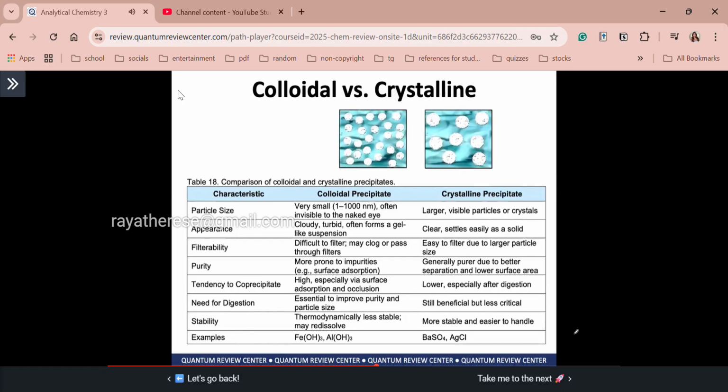Pero swerte kapag ang na-form class na precipitate ay crystalline, larger, mabilis mag-settle, na clear na nag-settle ito. Easy to filter kasi nga larger ang size, generally purer, okay, kasi nga lower ang surface area, and then class, ito ay lesser yung chance na merong impurities. So madaling gawin ng paraan para ma-remove ang mga impurities. And then more stable, easier to handle. Examples, yung kanina sinabi natin na common na mga precipitates, silver chloride and barium sulfate.